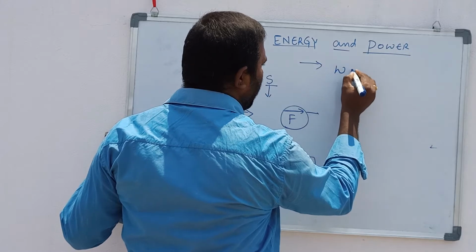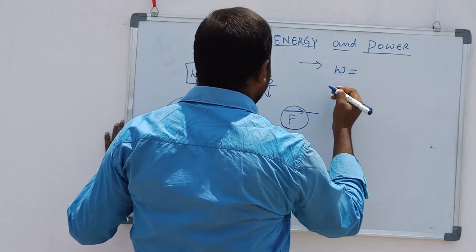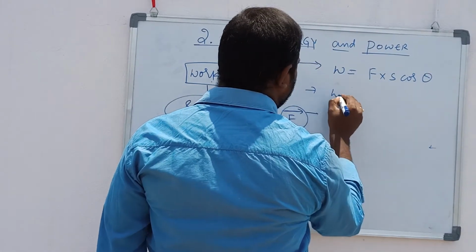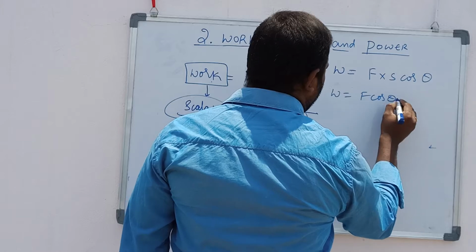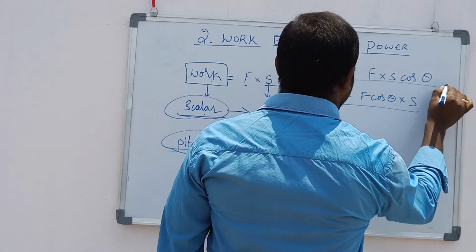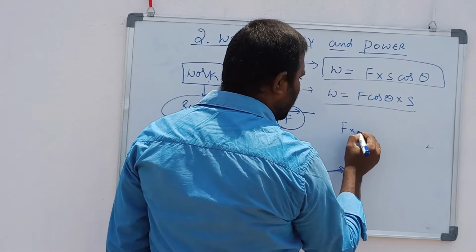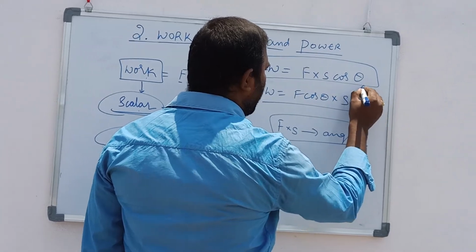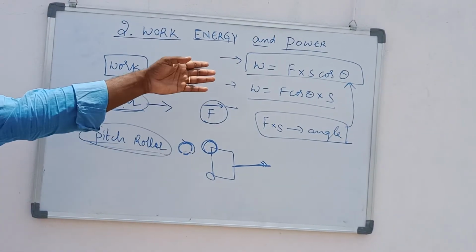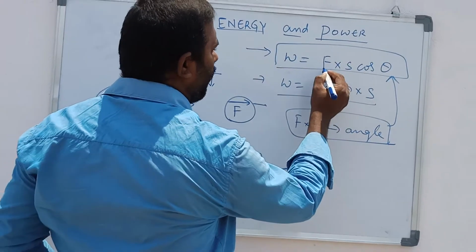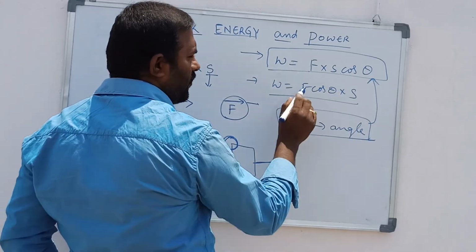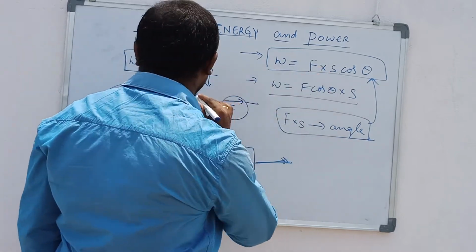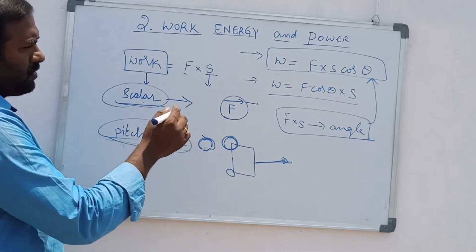Work can be written as F into S cos theta, and work is also F cos theta. So when the force and distance make some angle, we can use this formula, F cos theta. How do we define that F cos theta? When the force is along the direction of displacement, or the displacement is along the direction of the force, we can write these two equations. I will explain that with force and displacement.